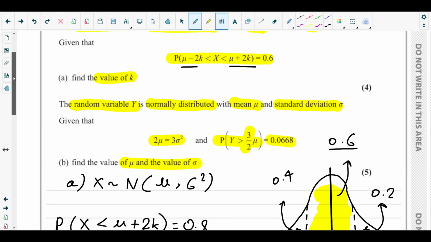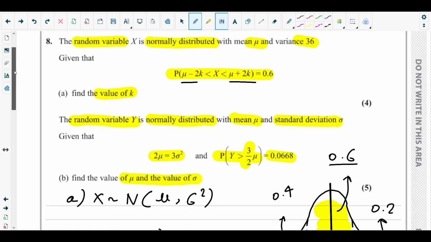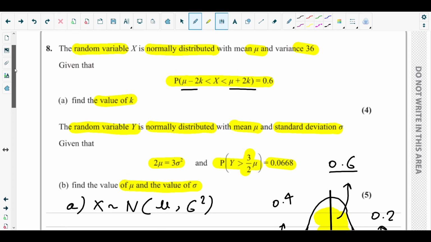So this was the last question, that is question number 8 from the Statistics S1 January 2024 paper. And yeah, that was all. I tried to explain as much as possible.